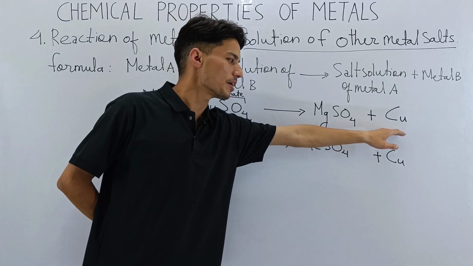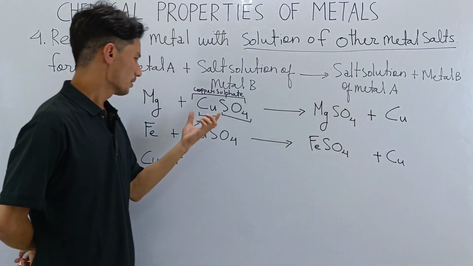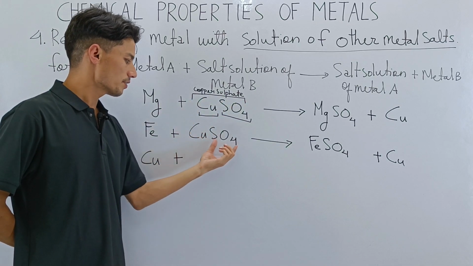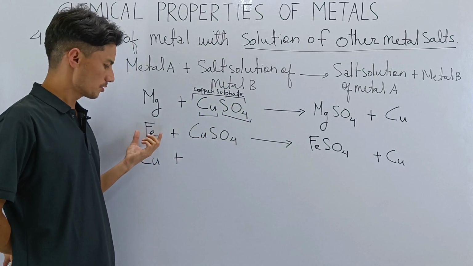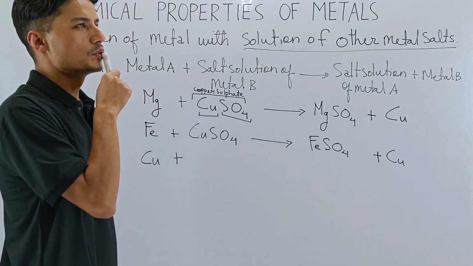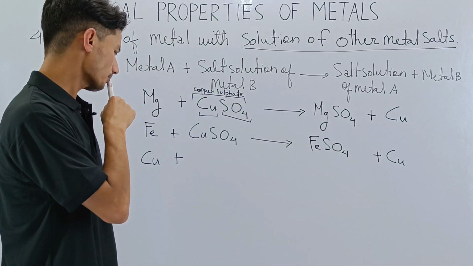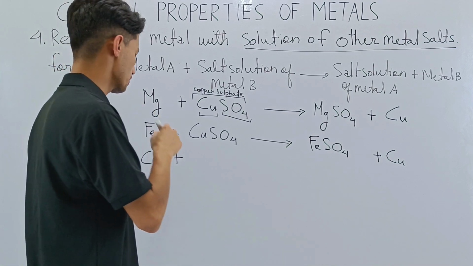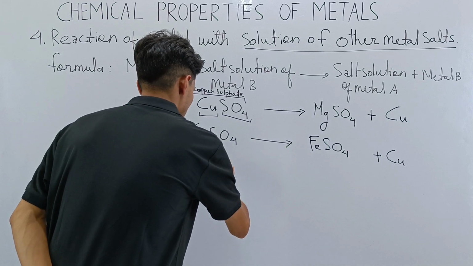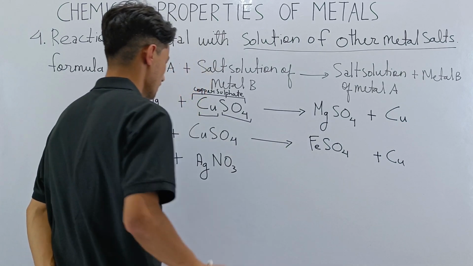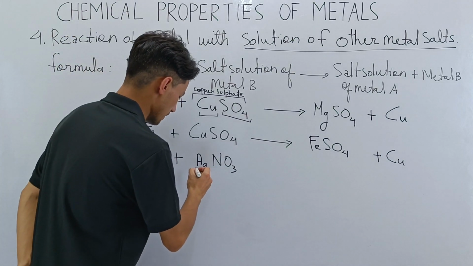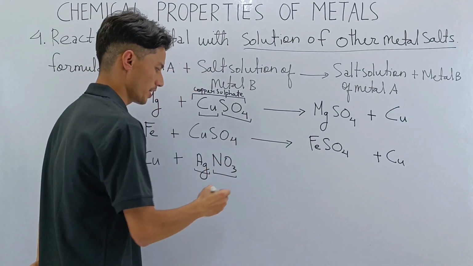Because the poor copper was befriending sulfate but was chased away by magnesium, and befriending sulfate, again chased away by iron. So now let's make copper happy. So copper plus, to whom will copper displace? Let's use a silver nitrate solution, AgNO3. Ag is silver, this is nitrate, silver nitrate. So this is the metal and this is the polyatomic ion nitrate.